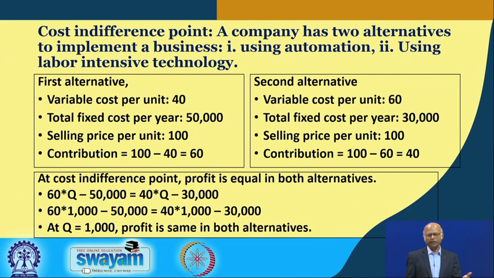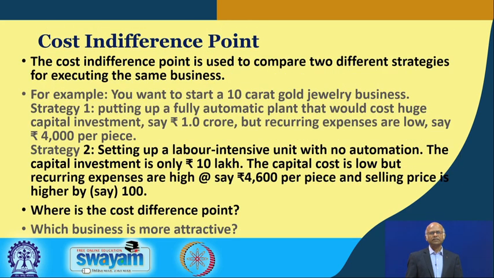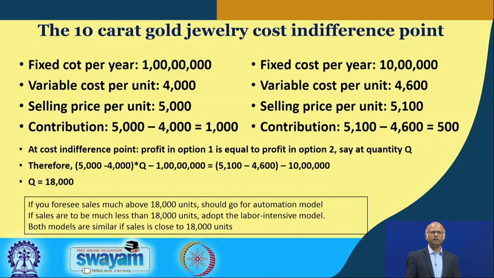Here is an example, you can see them. There are too many examples today actually. This example is about cost indifference point, and you can just pause and see. And this is, we discussed about this 10 carat gold jewelry, and here is an example showing an automatic production context and a semi-automatic production context.